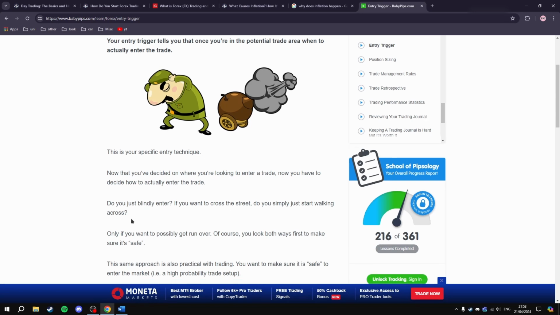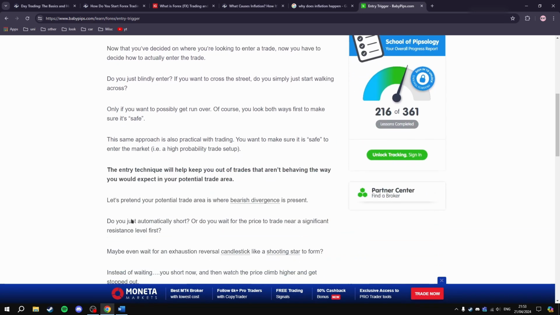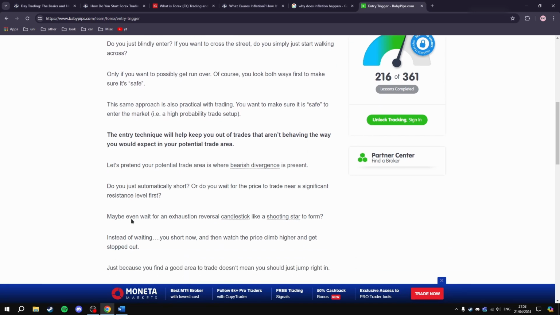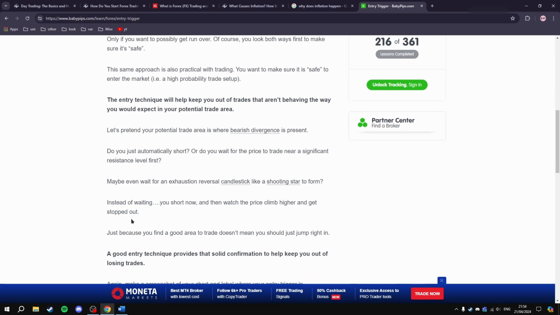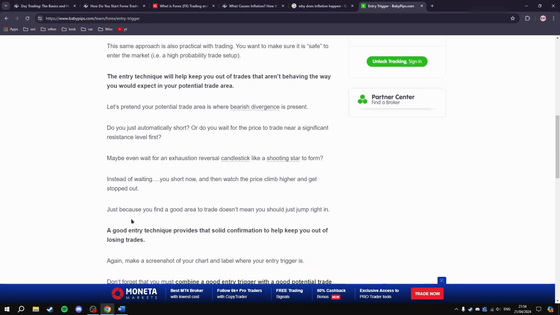This is your specific entry technique. Now that you've decided on where you're looking to enter a trade, now you have to decide how to actually enter the trade. Do you just blindly enter? If you want to cross the street, do you simply start walking across? Only if you want to possibly get run over. Of course, you look both ways to make sure it's safe. The same approach also applies, it's also practical with trading. You want to make sure it is safe to enter the market, i.e. a high probability trade setup.